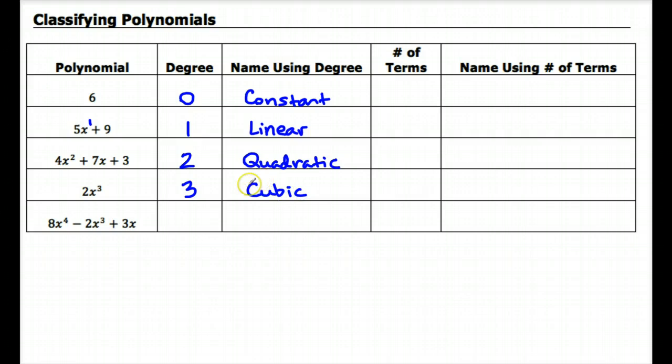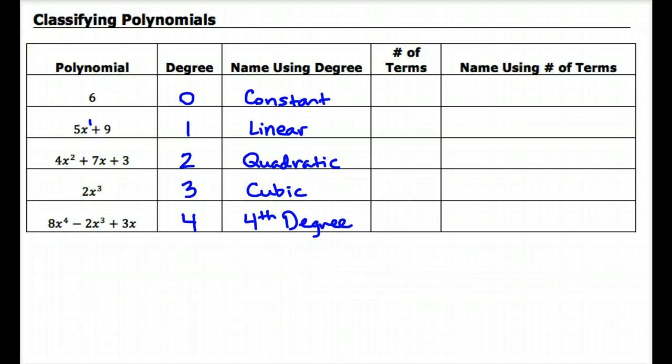And then finally, once you get to 4 and up, it's not very exciting. So this right here, 8x to the fourth minus 2x cubed plus 3x, would be a degree 4 polynomial, and we just call this a fourth degree. And if you had a polynomial with an x to the fifth, that one would be called a fifth degree, sixth degree, etc., etc. So beyond this point, you just say the number nth degree. But the terms you need to remember are constant, linear, quadratic, and cubic.